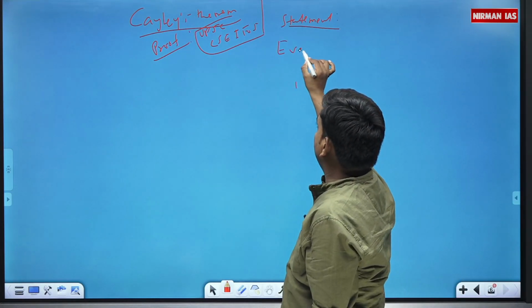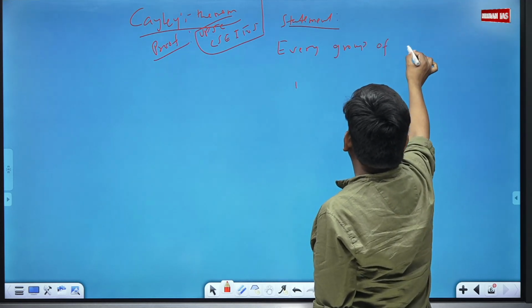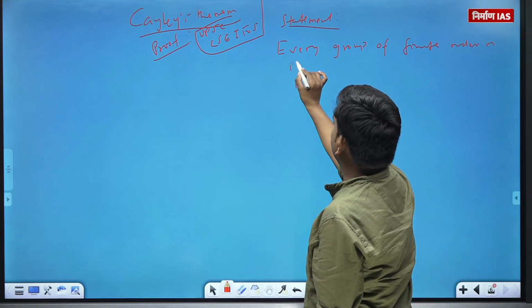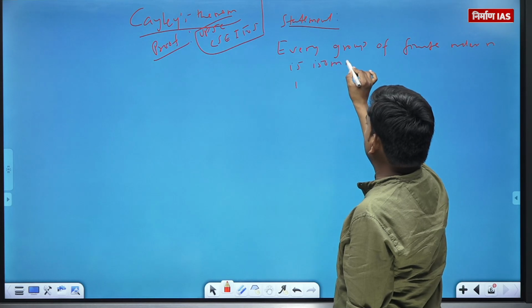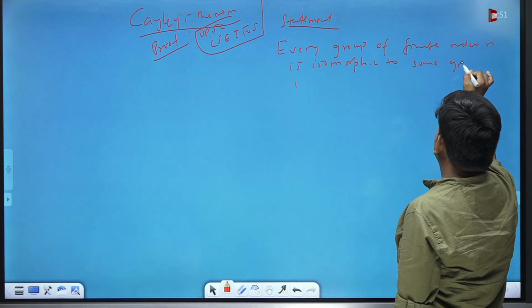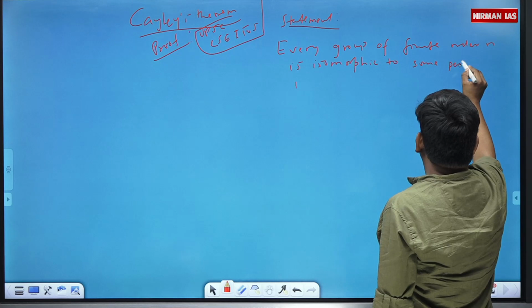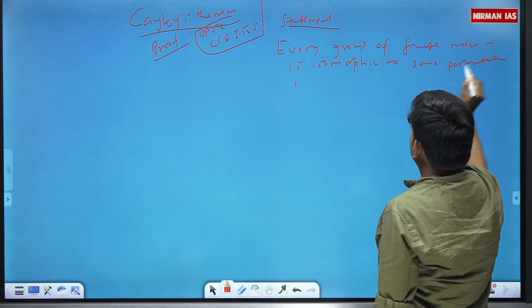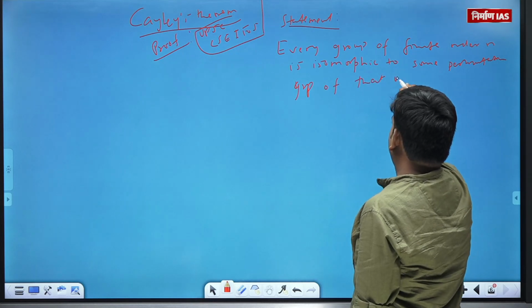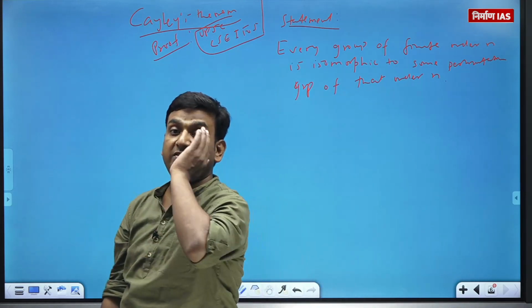every group of finite order n is isomorphic to some permutation group of that order n. Please read it again.